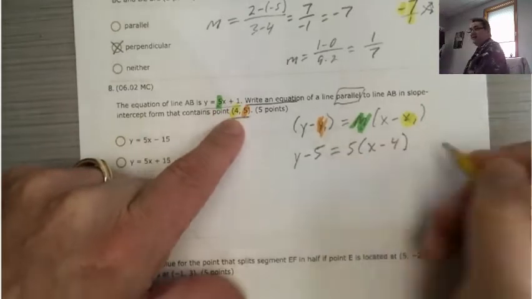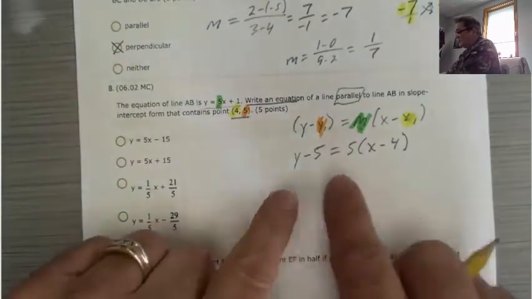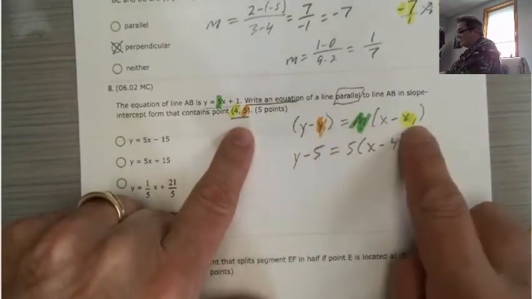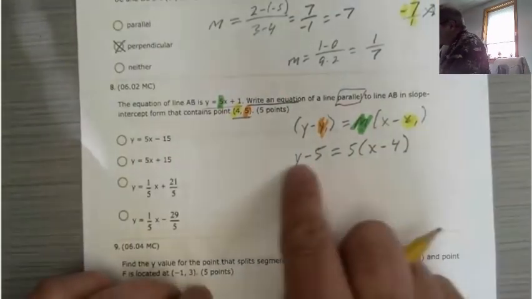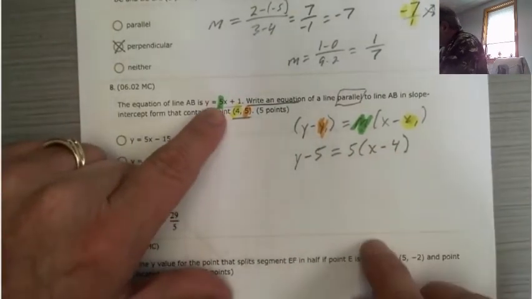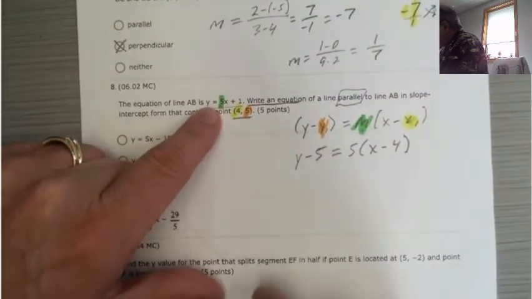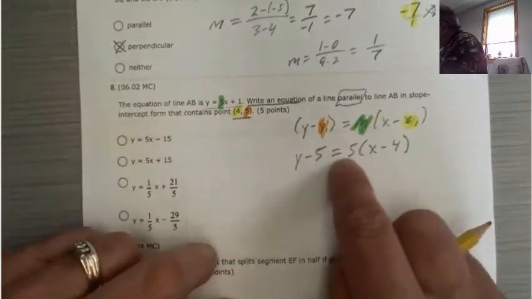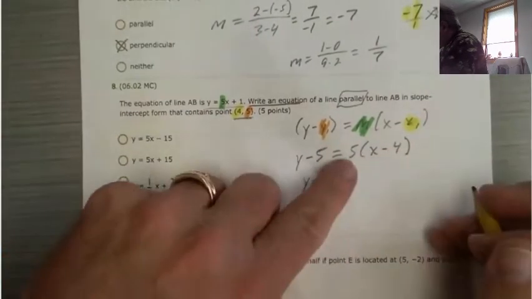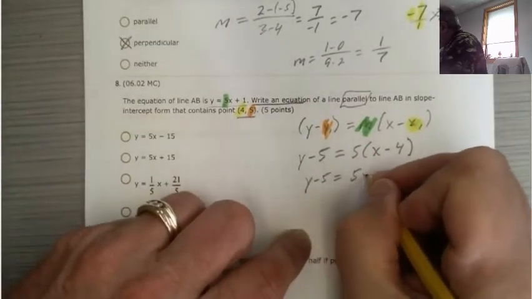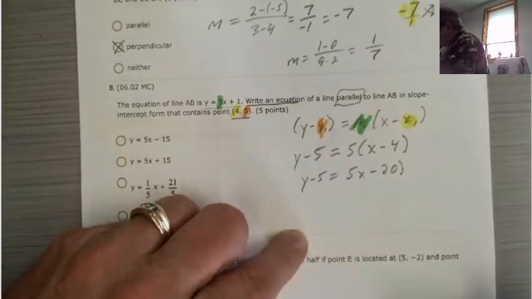All right. I color coded that, so you know the 5 goes there, the 4 goes there, the 5 from the slope goes there. Now we need to take this equation and make it y equals, which just means we solve it for y to get y by itself, just like this. So order of operations, first we've got to get rid of the parentheses. So y minus 5 equals 5 times x is 5x. 5 times negative 4 is negative 20. Oops, I got rid of the parentheses.